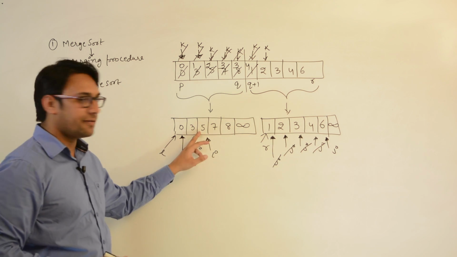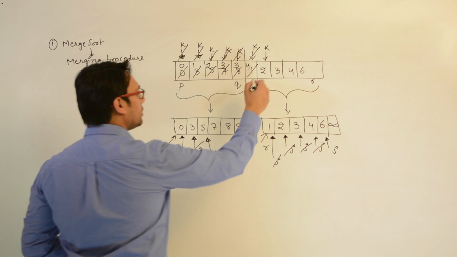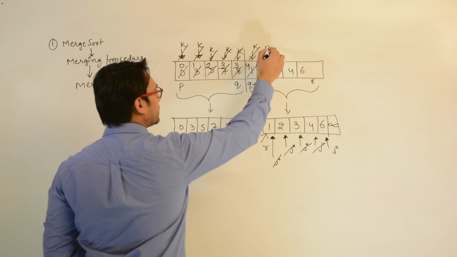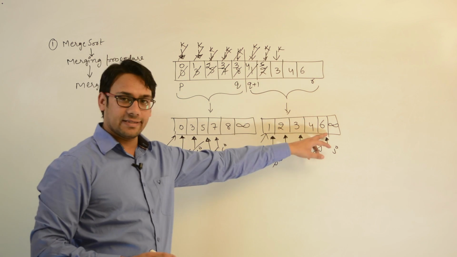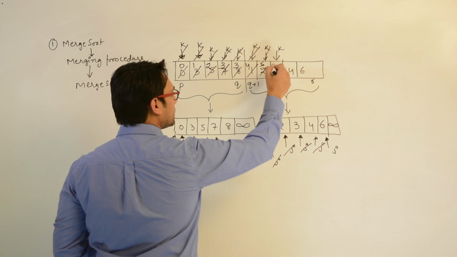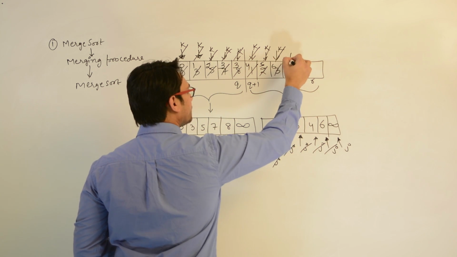We have 6 and 5. If you compare 6 and 5, this 5 is smaller than 6. Therefore 5 will come here, increment the value of I, and K will come here. Now compare the values 6 and 7. You can see 6 is smaller than 7. Therefore copy 6 here, and then increment the value of J, increment the value of K.